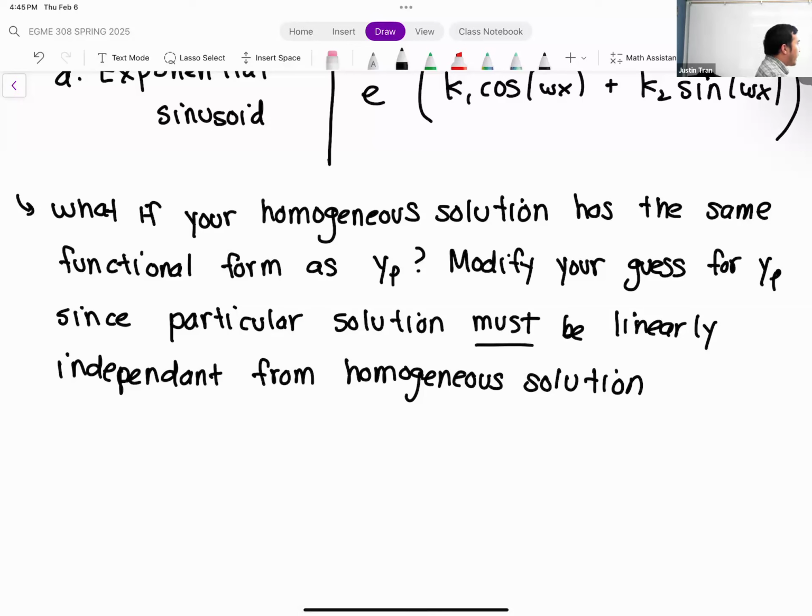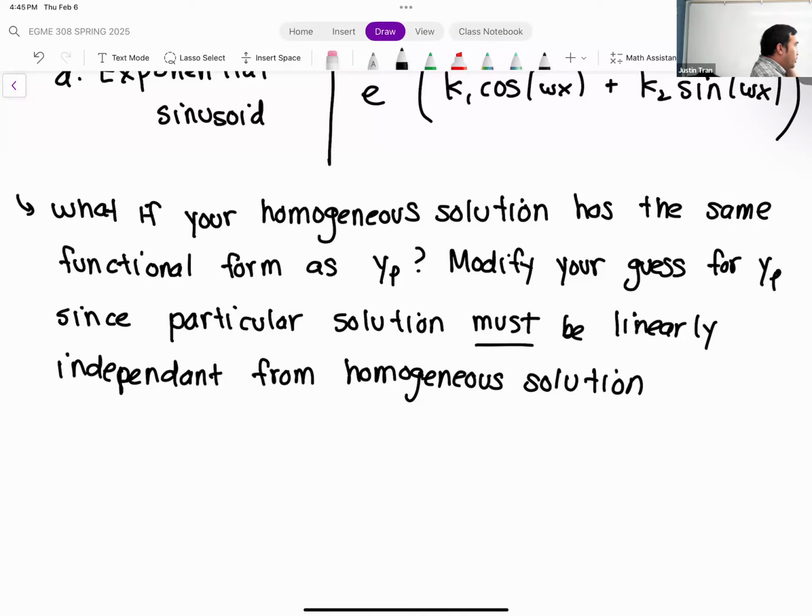So you can't have them be the exact same form. So you have to modify your particular solution. Our next example is going to cover this point exactly, and one of your homework problems is like this as well. All right, so how are we going to modify this, or what are we going to do?